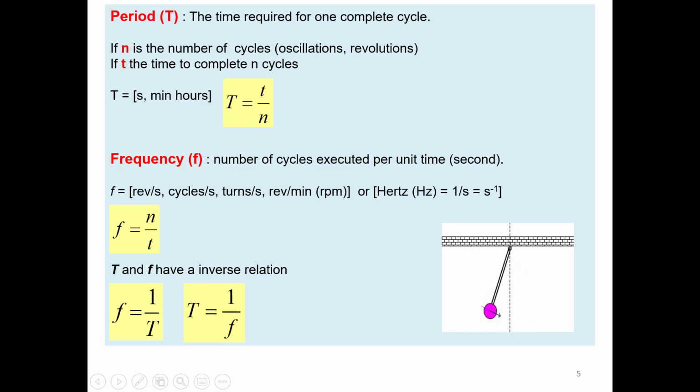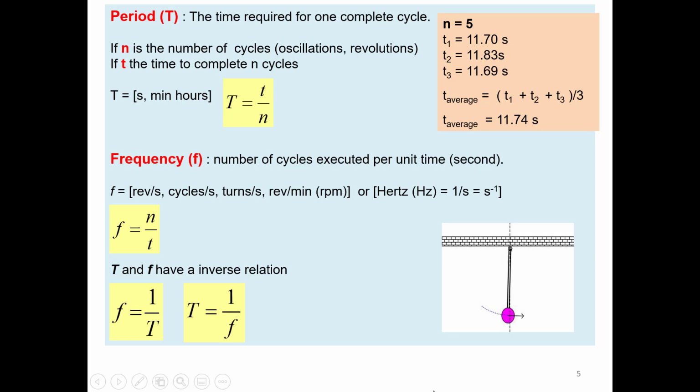I did this exercise. I took my cell phone and measured the time for 5 cycles, and to get a better result I did it 3 times. This is the first trial, second trial, third. For 5 cycles the first time I got 11.70 seconds, 11.83 seconds, and in the third trial I got 11.69 seconds. And I took 3 different times just to get a more accurate result.